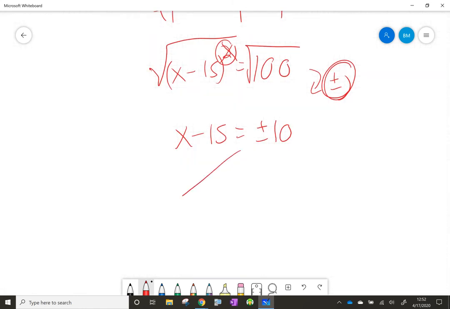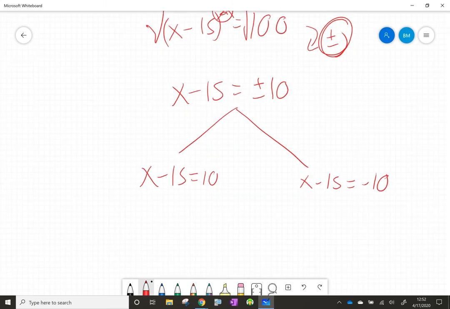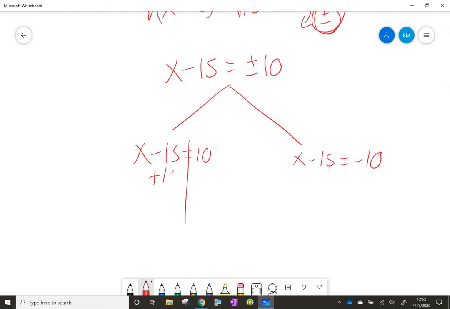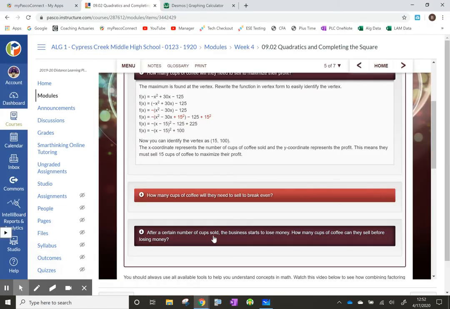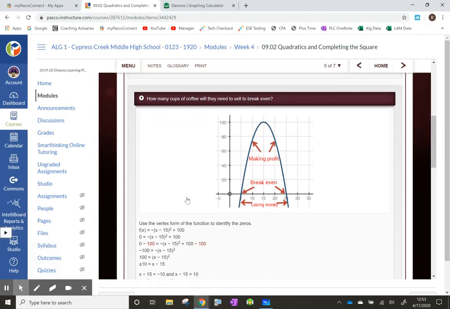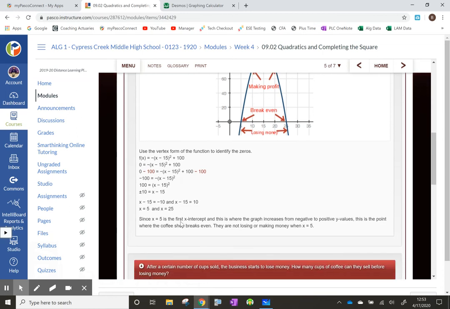So that's when we split into two equations. x minus 15 equal to a positive 10, and x minus 15 equal to a negative 10. So we solve these two results. We'll add 15, and solving for this x, it's going to be 25. Then add 15, and solving for this x, this x would be a positive 5. So 5 and 25. They make no money if they sell 5 cups of coffee and if they sell 25 cups of coffee. There's your work all done.